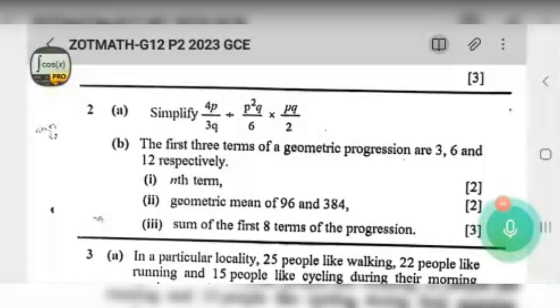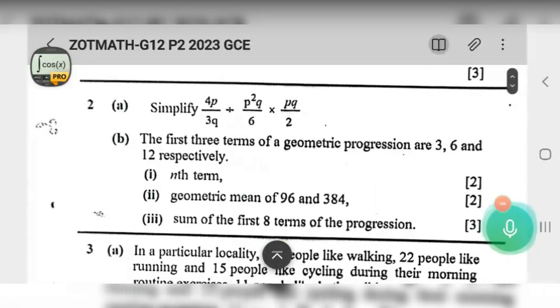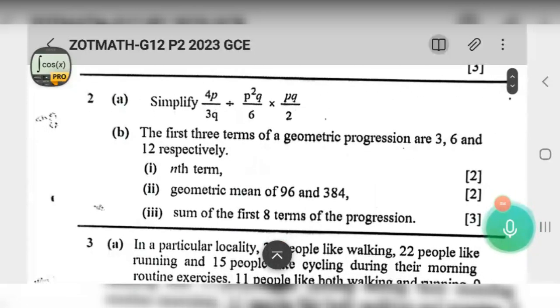4p over 3q divided by, yeah, this is a simplification question. So 4p over 3q divided by p squared q over 6 multiplied by pq over 2. Have you gotten it? Okay, let's go.